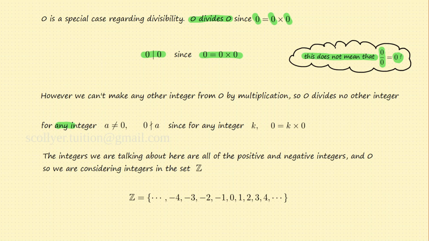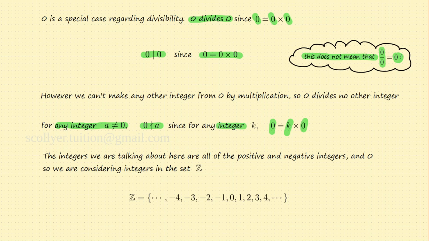As long as any integer a is not equal to 0, then 0 does not divide that integer a. Because if we take 0 and multiply it by any integer at all, k, we always produce 0. We can never produce a by multiplication.